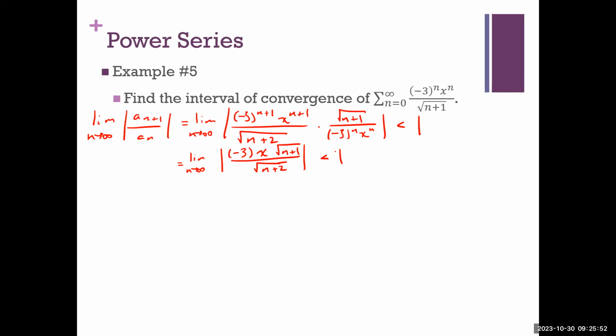All right, what else? One thing I'm going to try to encourage us to get in the habit of is the x has nothing to do with this limit really. So I'm going to pull that out, knowing that it might be negative, so I'm going to keep the absolute value bar on it. So what happens with the rest of this, we'll have 3 times radical n plus 1 over radical n plus 2. And I want that to be less than 1.